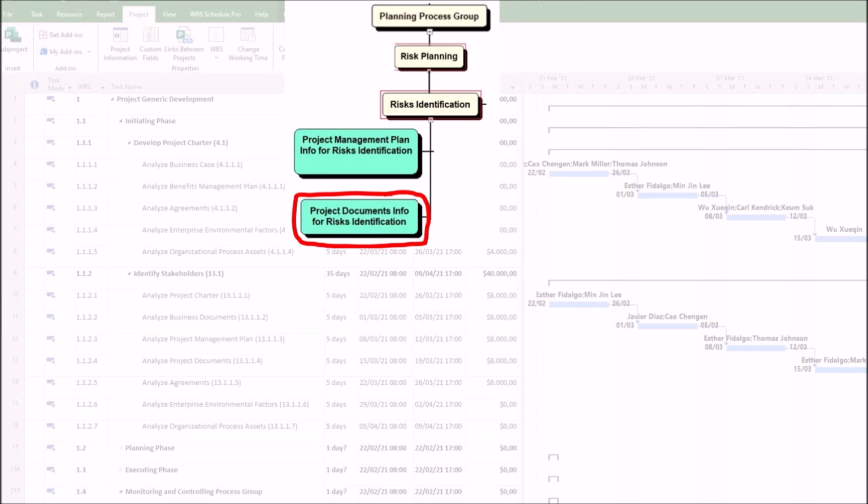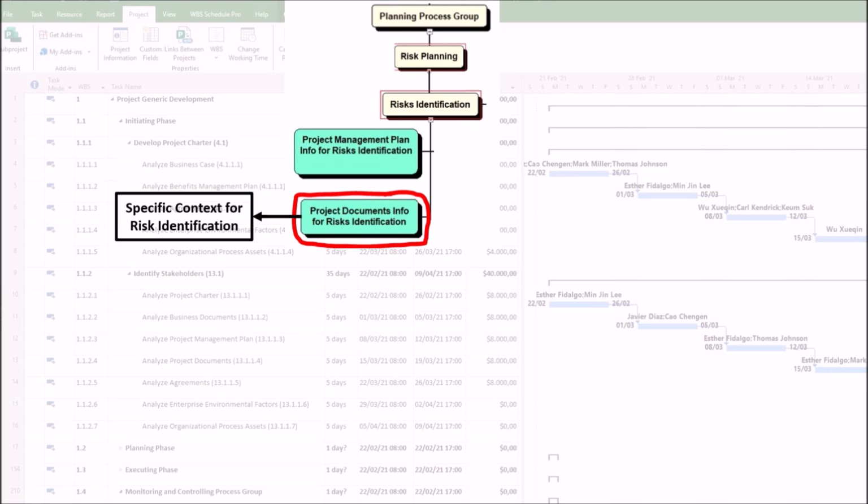Think of it this way, you can't find specific threats and opportunities in a generic plan. You find them by examining the unique characteristics, assumptions, constraints, and evolving circumstances of your project, which are all captured in project documents. The Identify Risks process is about finding potential events as follows.